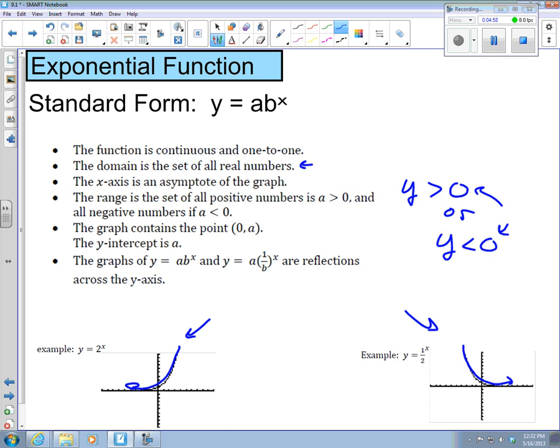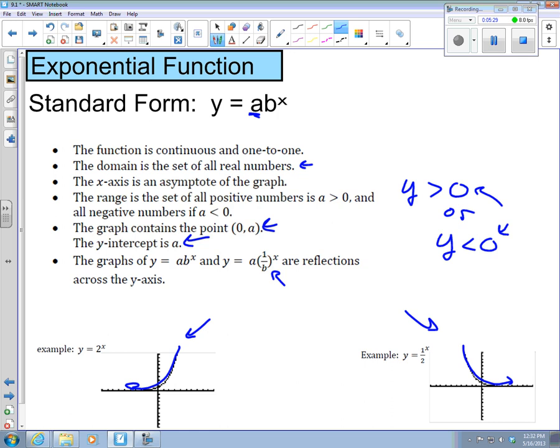So that's your range. The graph contains a point (0, a). This is your y-intercept. Whenever you plug in 0 for x, anything to the 0 power is 1. So a, whatever a is here, is always going to be your y-intercept. The graph of y equals a times b to the x and y equals a times 1 over b to the x power are reflections of each other over the y-axis.